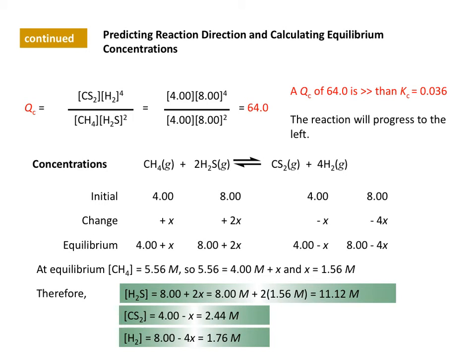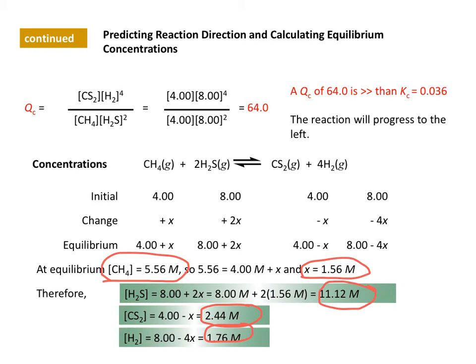Okay, so they've done the same thing that we did. And what you can see is that we have a value, our X, right here. And then we have our final concentrations for all the reactants. We knew methane was this at equilibrium. We have 11.12 for H2S, 2.44 molar for CS2, 1.76 molar for hydrogen gas.